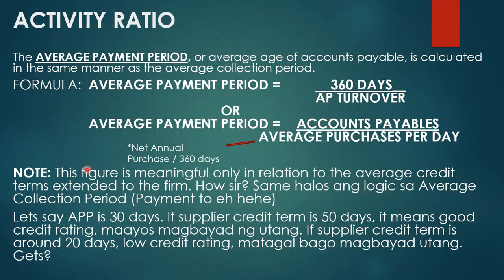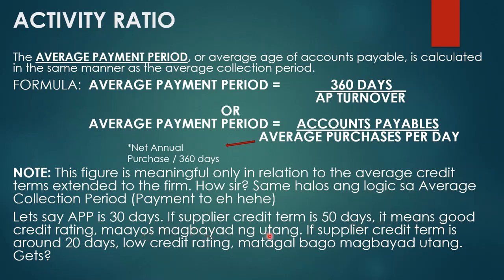So note, this figure is meaningful only in relation to the average credit term extended to the firm. Paano? Same halos ang logic sa average collection period. Ito, payment lang. Let's say, para mas mag-gets natin, ang average payment period is 30 days. So, meaning yan, from the date the accounts payable was incurred, it will take 30 days for the company to pay that accounts payable. I repeat, let's say ang APP is 30 days. Meaning, from the date the accounts payable was incurred, it will take 30 days for the company to pay that accounts payable.